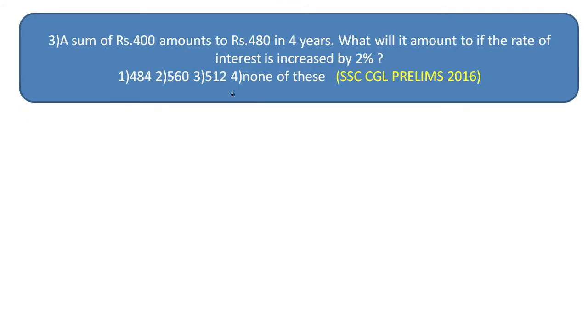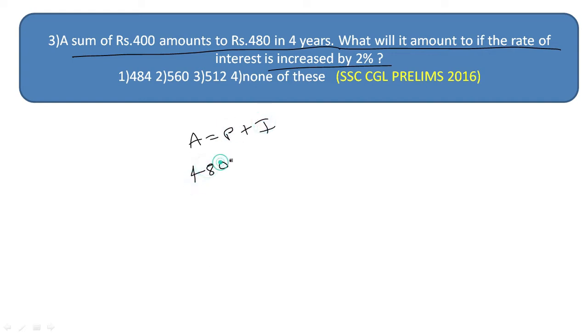Okay, next question. See, a sum or principal. A sum of 400 amounts to 480 in 4 years. What will it amount to if the rate of interest is increased by 2%? First, they have given the amount, right? What we know, amount is equal to principal plus interest. Amount is 480 rupees, principal is 400 rupees. I am writing this for your understanding purpose: 80 is equal to interest.